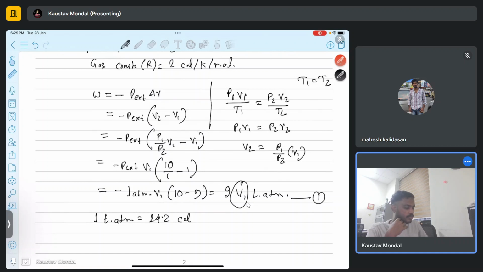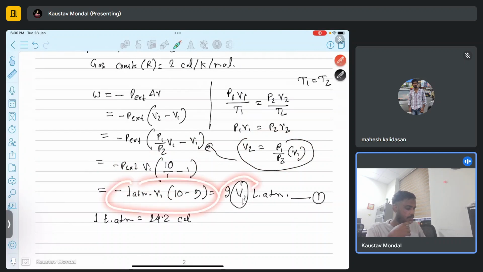So from there we can write V2 in terms of V1, and this expression is substituted in this equation, and from there we calculate. Let me use a laser pointer, I think that will be easier. So we substitute this in this equation, then from there we will get this equation, right? And after that we substitute all the values, and we'll get this 9V1.